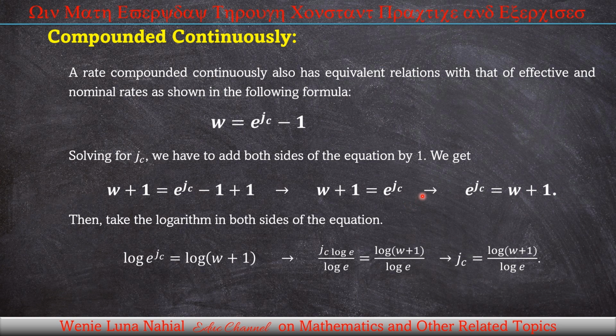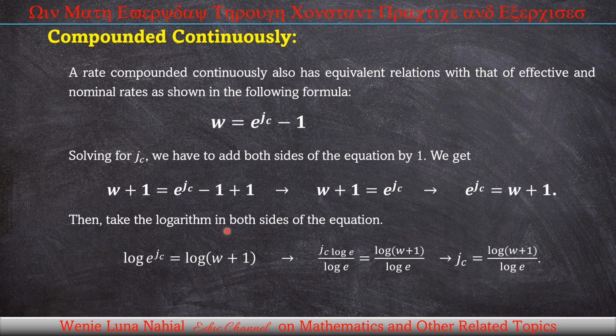And then, interchanging, the term at the right is placed at the left, and the terms at the left are placed at the right of the equation, and that holds because of the reflexive property. The idea there is that we just interchange both sides of the equation because we are used to having the unknown at the left side. So we have e raised to j sub c equals w plus 1. But take note that our goal is to get j sub c.